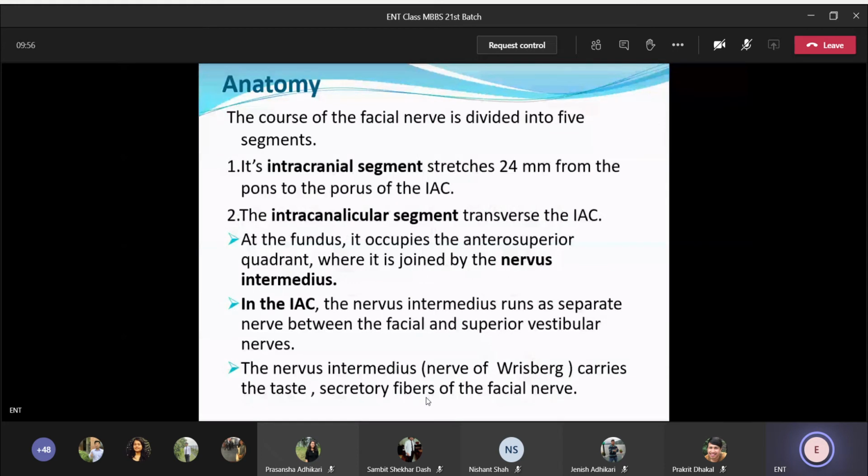In the internal auditory canal, the nervus intermedius runs as a separate nerve between the facial nerve and the superior vestibular nerve. So in the internal auditory canal, the intermedius lies between the facial nerve and superior vestibular nerve. The nervus intermedius, also known as the nerve of Wrisberg, an MCQ question here, carries the taste and secretory fibers of the facial nerve. So it carries the special secretory fibers. It carries the taste sensation.